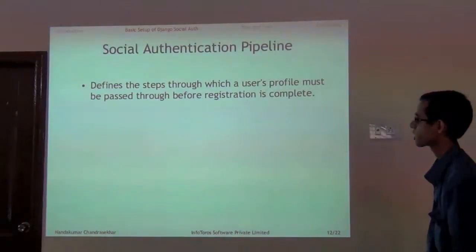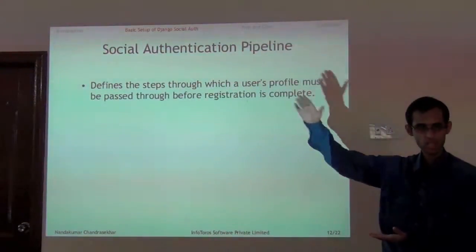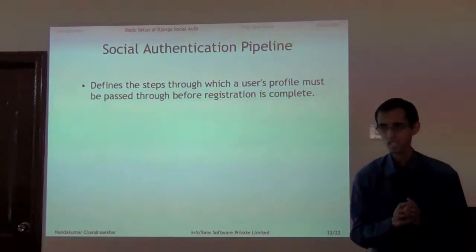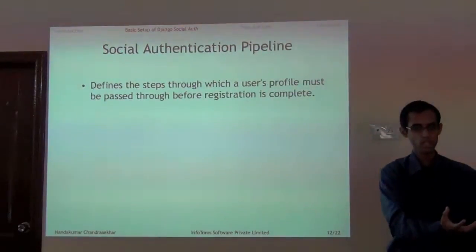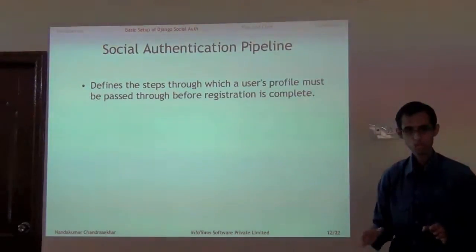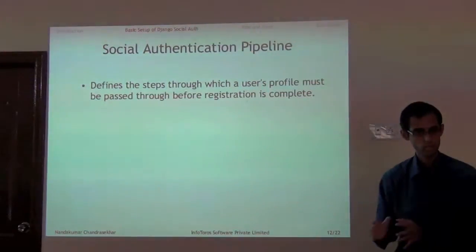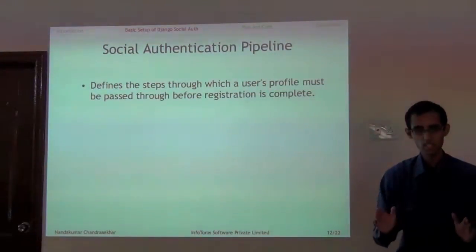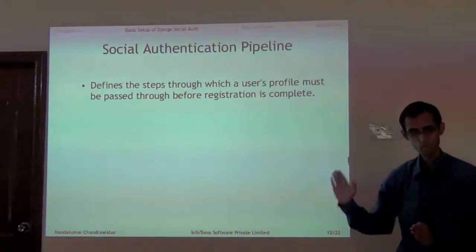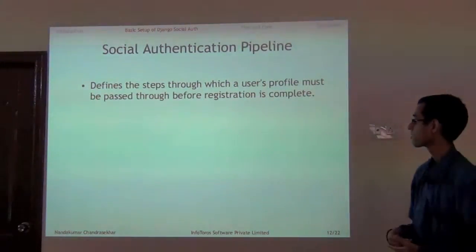Okay, social authentication pipeline. I hope you can remember the diagram that I had, client, web application, social server. Now this pipeline is a set of functions. After you get the details from the social site, it passes through this pipeline, which is a set of functions that you use to process all the details that you got. So this happens at the final step before the user is logged in. So, basically it's a series of steps.